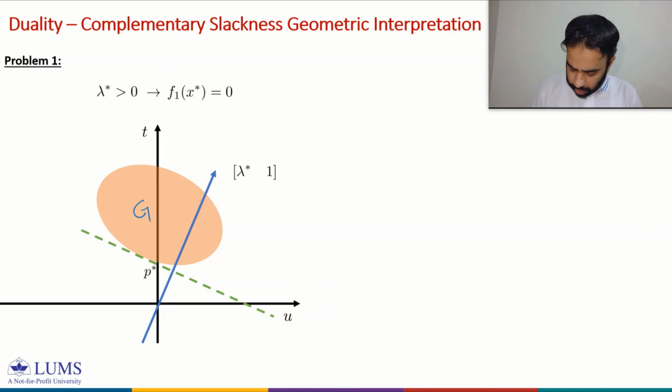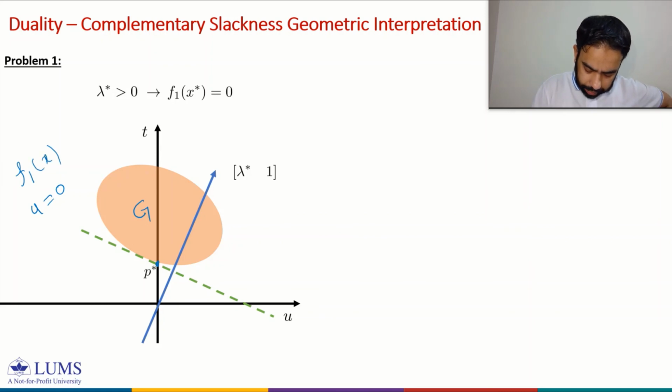So what is f_i(x star)? This is the point. Here u is equal to 0, and in fact u is f_1 of x. So the optimum value appears here when u is equal to 0. We can say f_i(x star) is equal to 0.